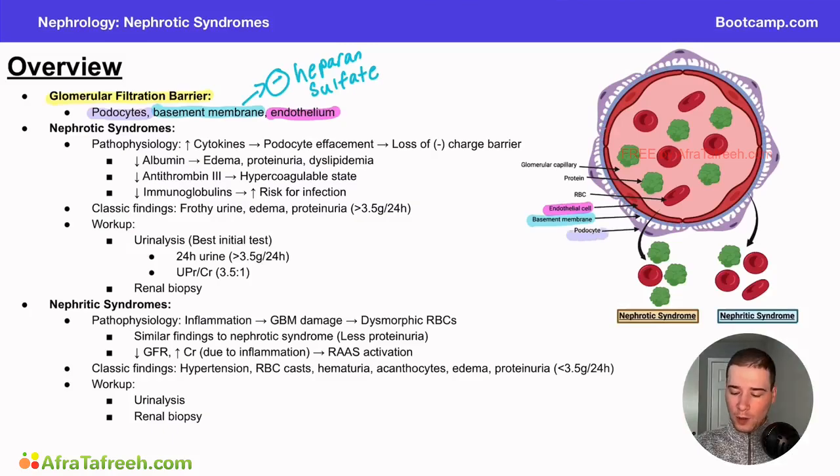And finally, we have our podocytes, which is kind of the outer layer of the filtration barrier. And these are specialized epithelial cells that cover the outer surface of the glomerular capillaries. So next, let's dive in and talk about nephrotic syndromes.